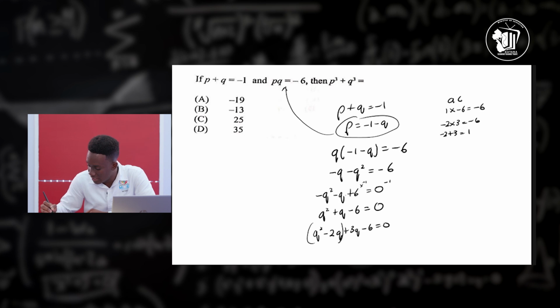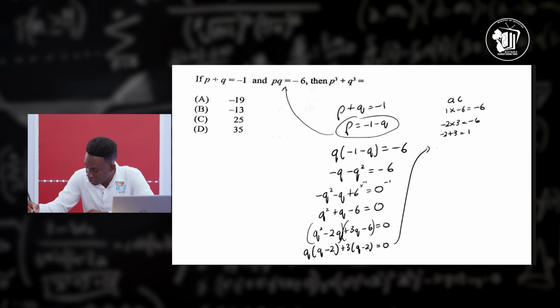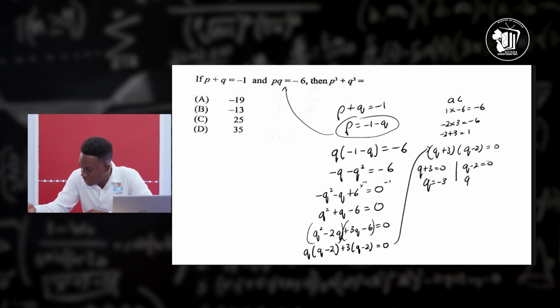So I can pair off and then factor out. I'll factor out the Q here, so I'll have Q open bracket Q minus 2. And if I factor out the 3 here, I'll have plus 3 open bracket Q minus 2 is equal to 0. So therefore, to solve this, I'll have Q plus 3 in a bracket and Q minus 2 in another bracket is equal to 0. So Q plus 3 is equal to 0 and Q minus 2 is equal to 0. So Q would be equal to -3 and Q would be equal to +2. These are our two values for Q.